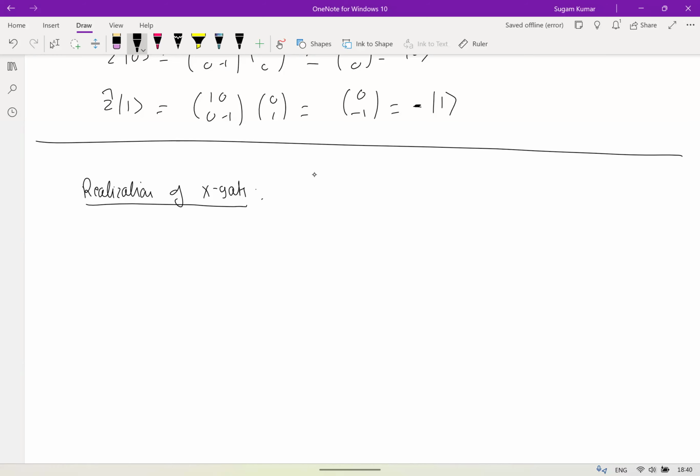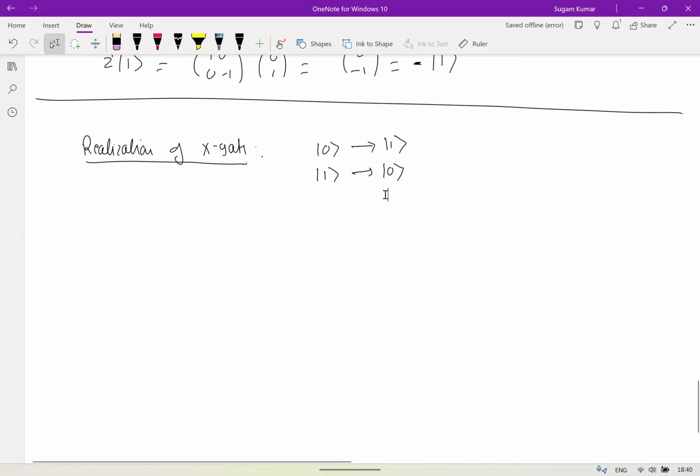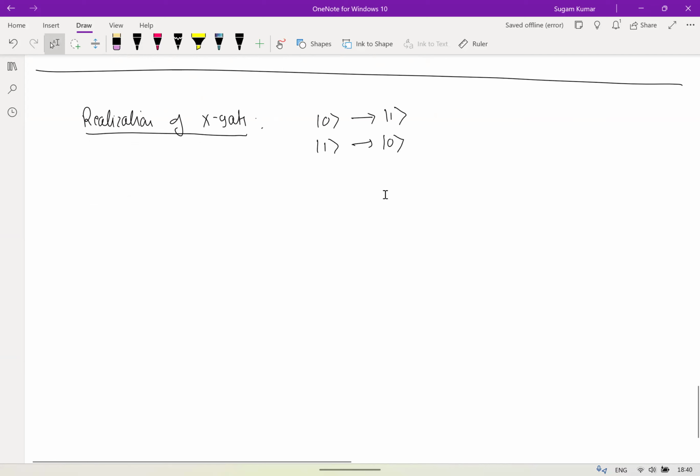So how can we construct the X gate in reality? Technically, what I want is 0 to convert into 1 or 1 to convert into 0. This is what our task here is all about. So how can we do it? I will start with a very simple example. We will again take an electron. So consider an electron in a magnetic field. Let us say the magnetic field is 1 Tesla.